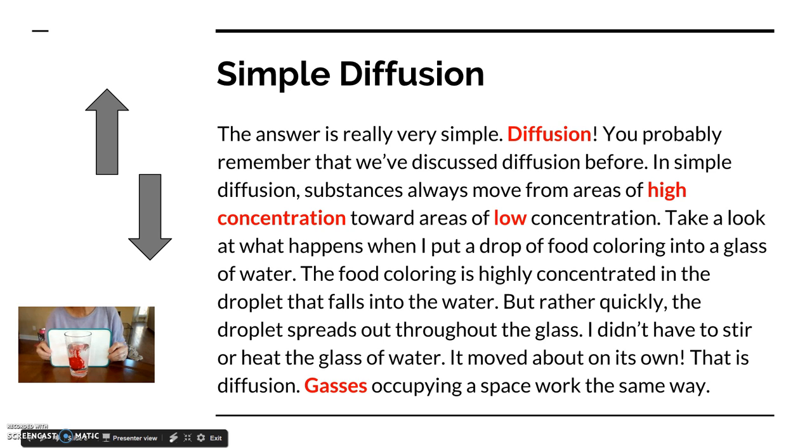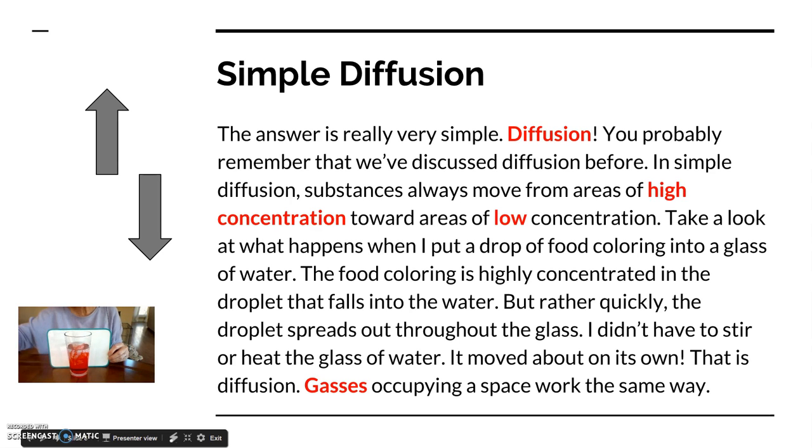So the food coloring molecules move from the highly concentrated drop out into the rest of the water where the food coloring was a very low concentration. It wasn't even there. So really quickly that droplet spreads out throughout the entire glass. I don't have to stir. I don't have to heat the glass of water. I don't have to apply any energy at all. It moves on its own. Well, that's just basic simple diffusion.